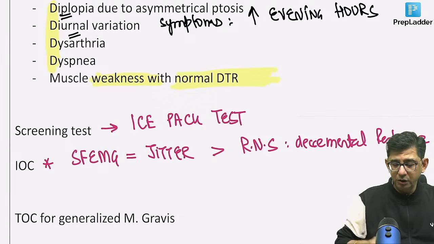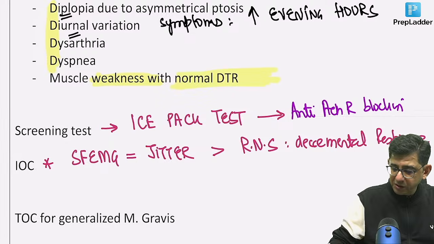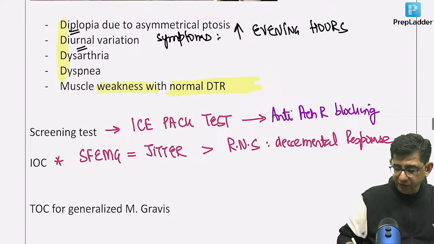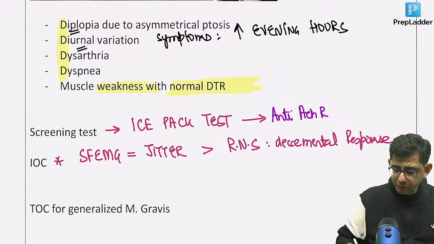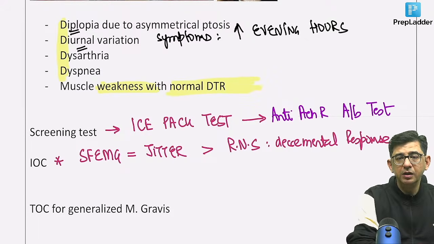The question in the pulse test was: what is the next test after the ICE-PAC test? The next test after the ICE-PAC test is an antibody to confirm, that is the anti-acetylcholine receptor blocking antibody. So the first test that we do in the patient is the ICE-PAC test. Then we do an antibody test, that is the anti-acetylcholine receptor antibody. In the last time's pulse test, I had basically spoken regarding this anti-acetylcholine receptor antibody test. And then another test that is done is anti-MuSK followed by single fiber electromyography. So that would be the sequence there.